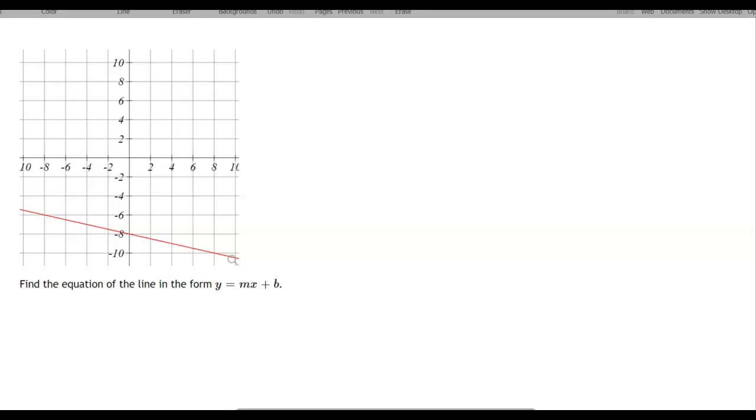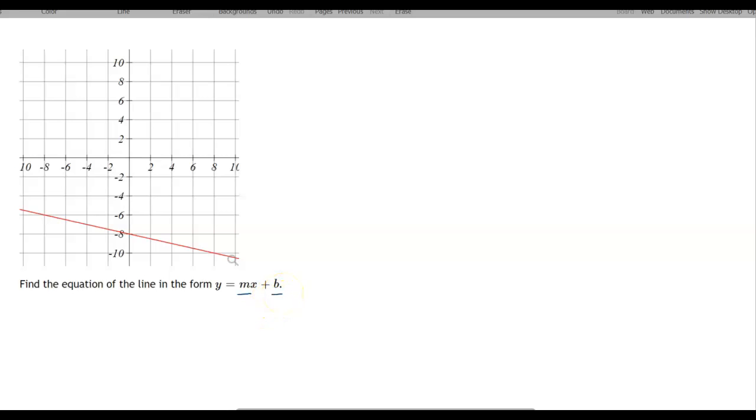Welcome to a video lesson on finding the equation of the line given the graph of the line. So we're going to find the equation of the line in the form y equals mx plus b, where we know that m is the slope and b is the y-intercept.